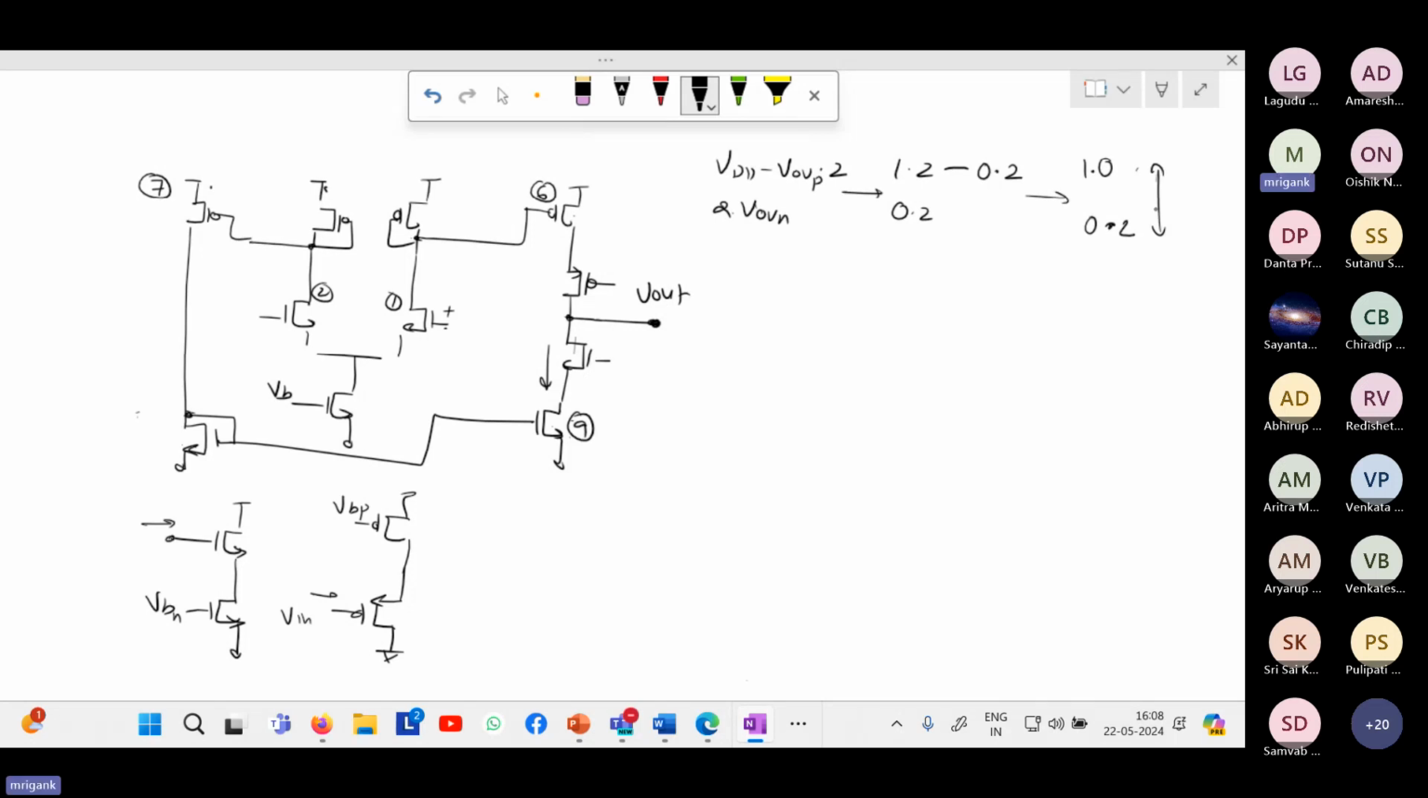So now, if you have this kind of range of the signal possible at the output, what is the problem with only an NMOS input stage?